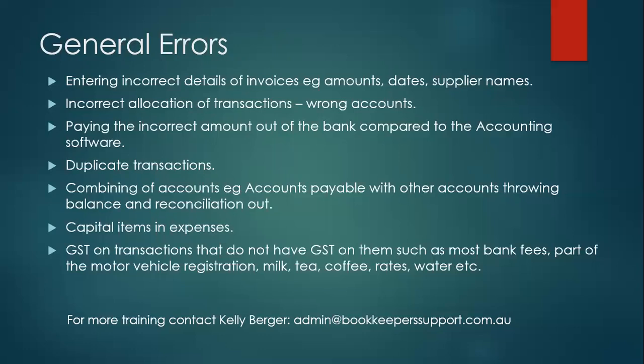Combining of accounts. Accounts payable with other accounts, which throws the balance and the reconciliation out. That's one that I've come across recently, and we're out by $170,000. Where we're going to put that, I have no idea. I've left that to the accountant to try and work out, because neither of us can figure out where that came from, because it all balanced before they started combining accounts.